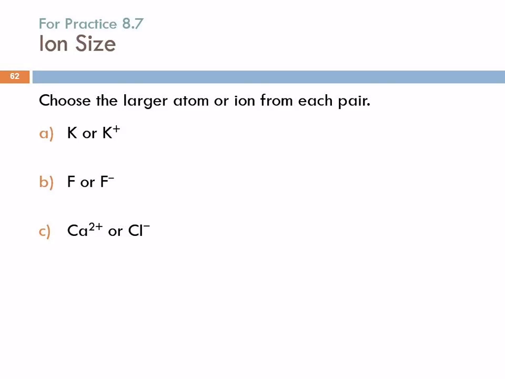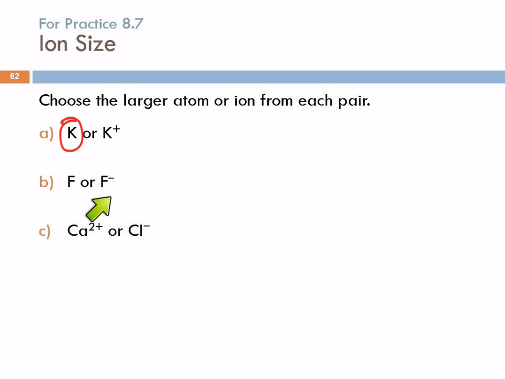Potassium atom or potassium ion, which is larger? Well, let's think about it. When the potassium atom becomes an ion, does it gain or lose electrons? It loses an electron. And so that's good enough right there. Losing an electron, it should get smaller, and it does. So the potassium atom is larger. Cations get smaller.